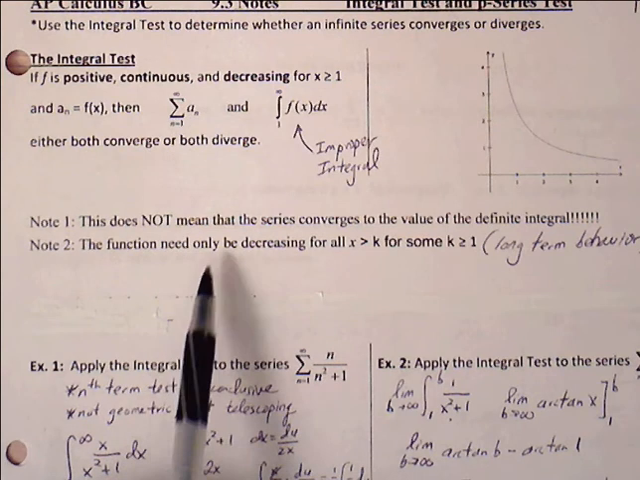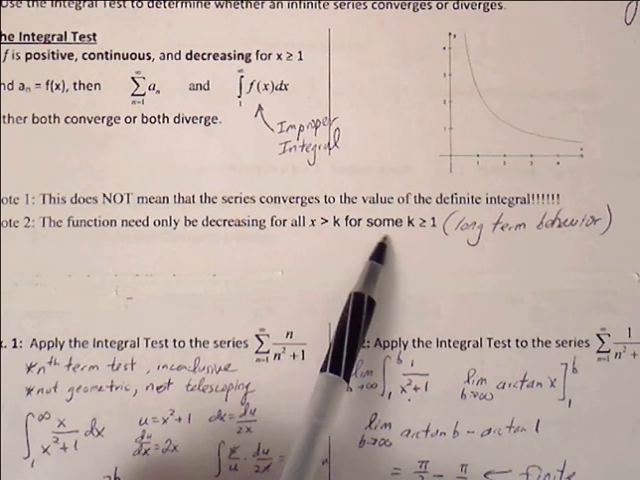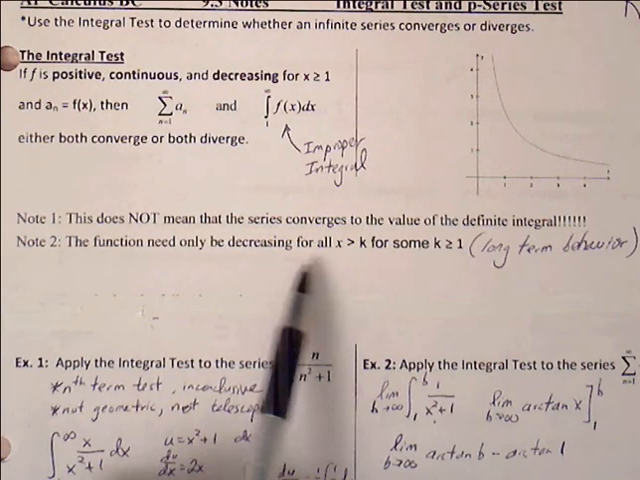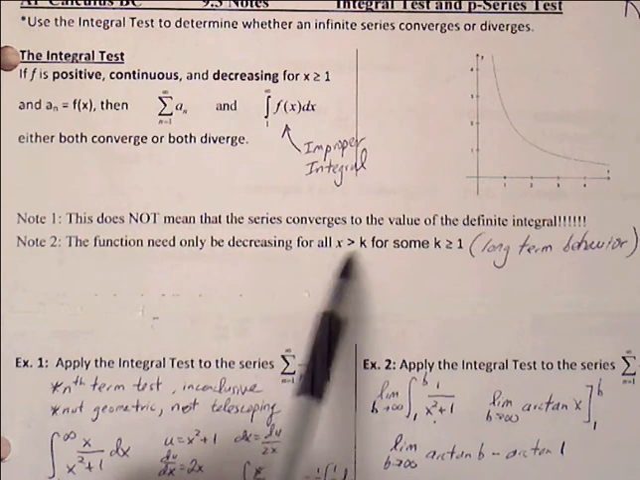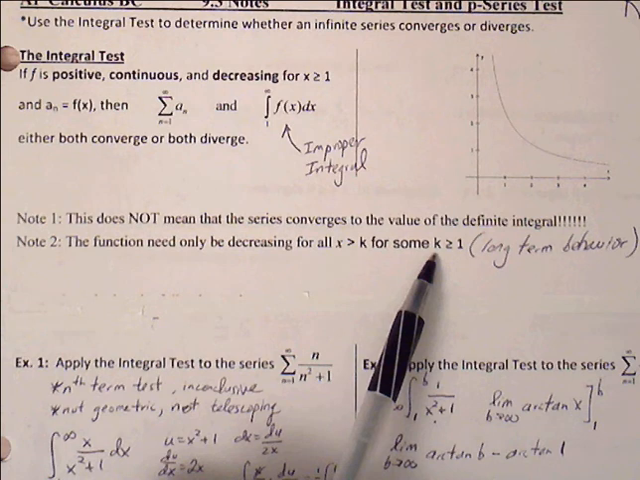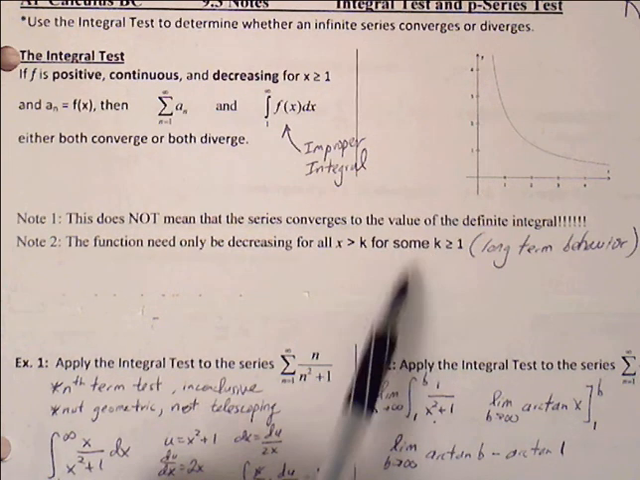Second, the function need only be decreasing for all x greater than k for some k greater than or equal to 1. So we're looking at the long-term behavior. It doesn't have to be decreasing for all x, just for x greater than some k greater than or equal to 1. So it's dependent on the problem. Okay, let's look at some examples here.